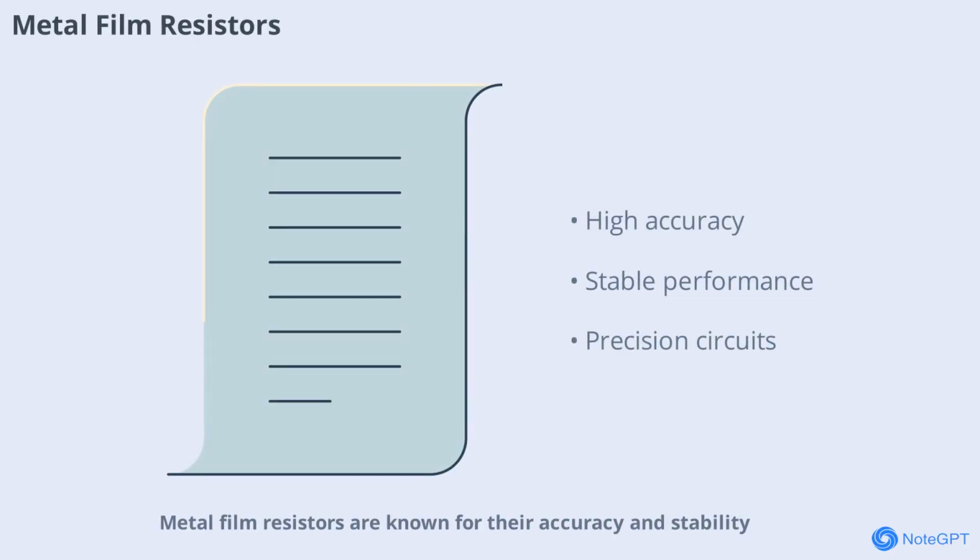Metal film resistors are known for their accuracy and stability. They are made by depositing a thin metal layer onto a ceramic rod.